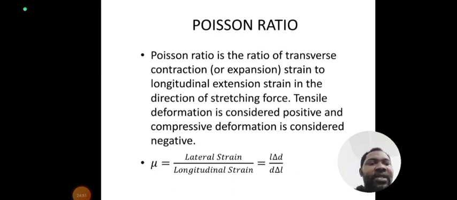Okay, so that leads us to the next point, Poisson ratio. What is Poisson ratio? Poisson ratio is the ratio of transverse contraction or expansion strain to longitudinal extension strain in the direction of the stretching force. So you can use the words lateral strain to longitudinal strain. Tensile deformation is considered positive and compressive deformation is considered negative. That means that if the deformation is tensile, the Poisson ratio is positive, but if it is compressive, it is negative. So you can see the formula there.